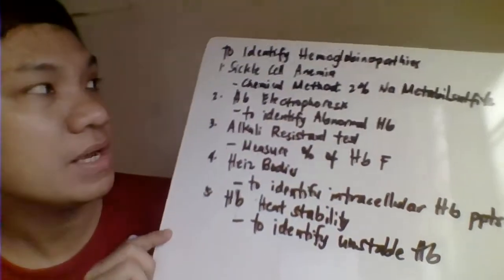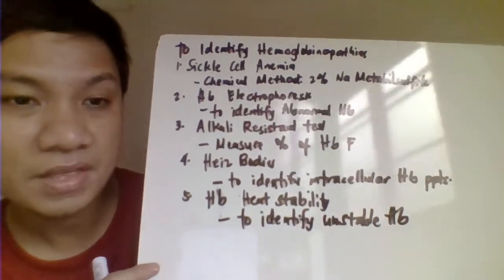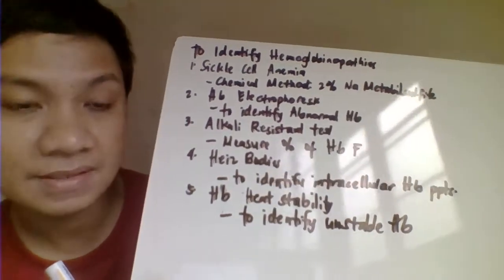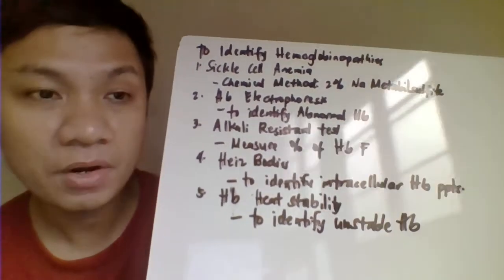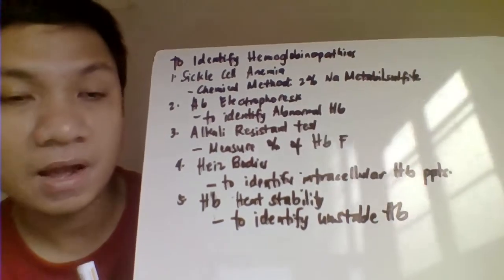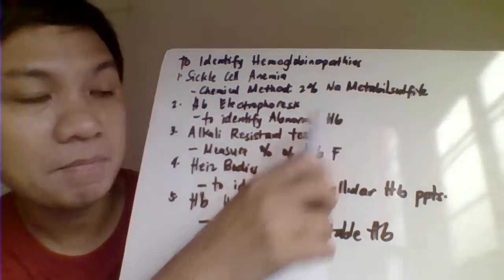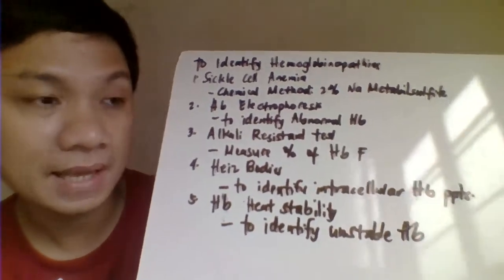But then we have also the identification of your hemoglobinopathies. So that's for the different abnormal hemoglobins. For the hemoglobin S, for your sickle cell anemia related to hemoglobin S, that could be identified by our solubility test. So you can have sodium metabisulfite as one of your reagents for the solubility testing.